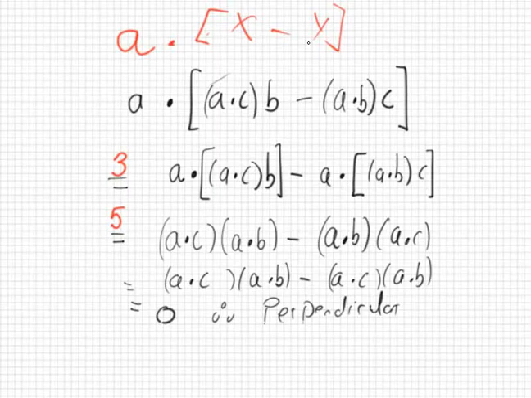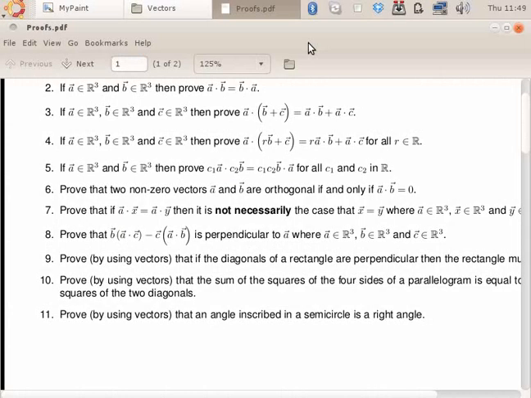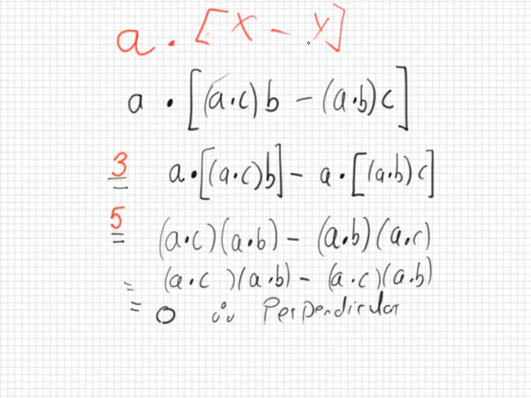Now, I also told you, or you also showed me, from number 6, that if the dot product is 0, then they must be perpendicular. So the proof is finished. You've shown that A and that long vector ACB minus ABC are actually two perpendicular vectors.